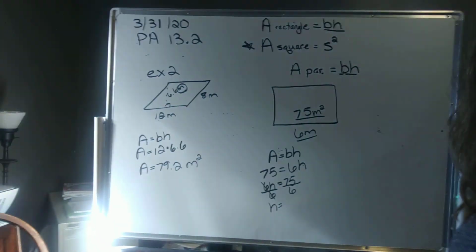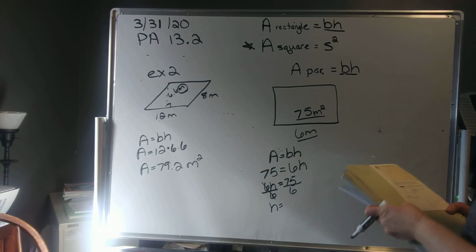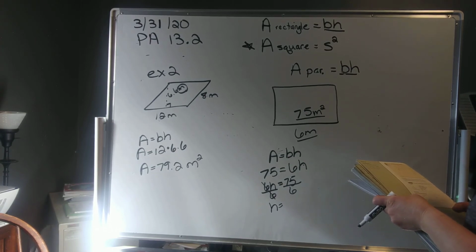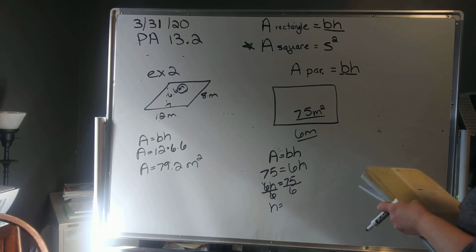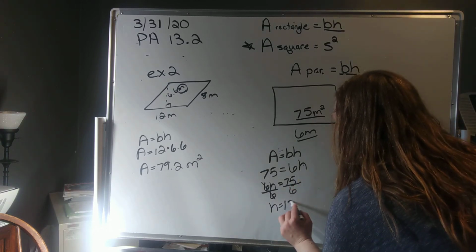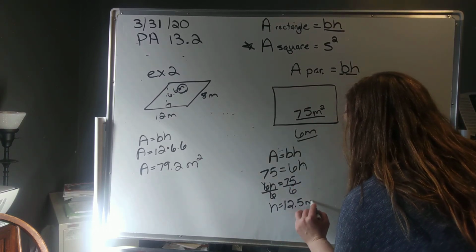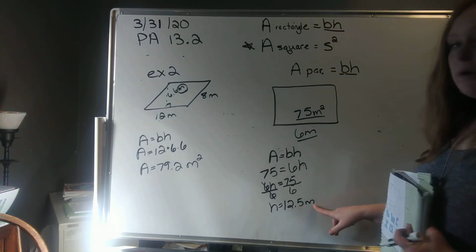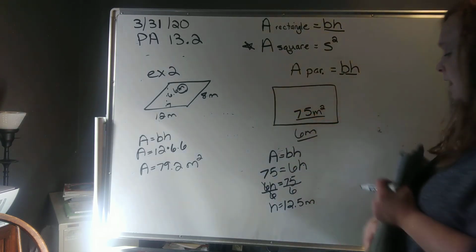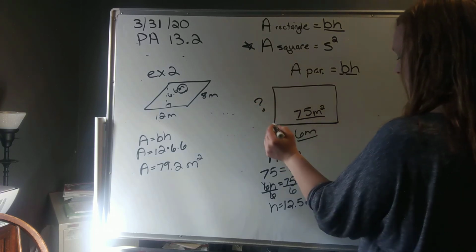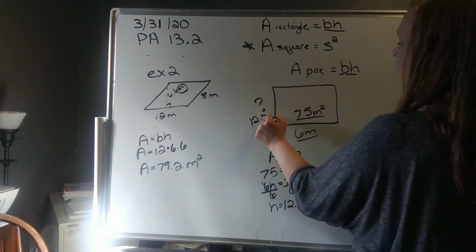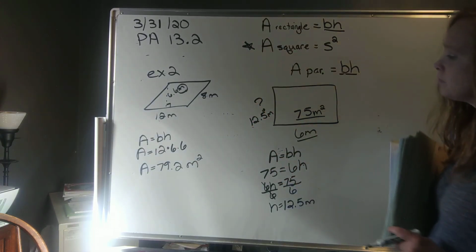Hope you can see that all the way to the end. And you should have gotten 12.5 meters. Now, would I put meters squared here? No, because I'm just doing the outside. I'm trying to find this height, 12.5 meters.